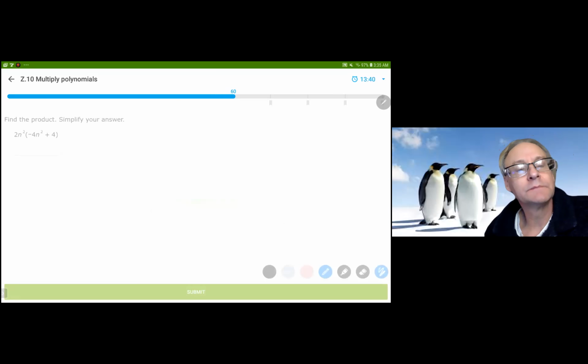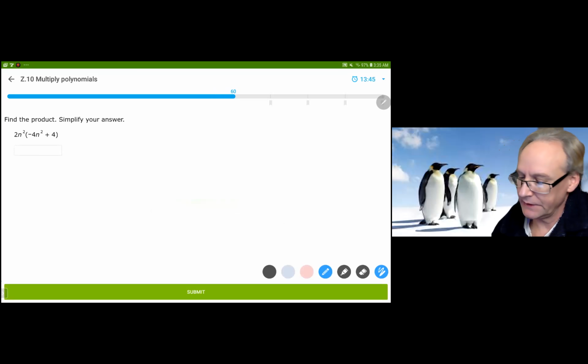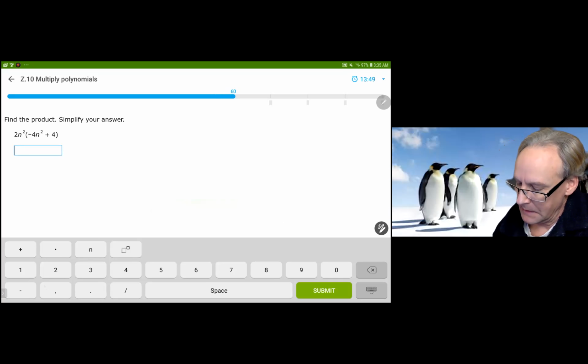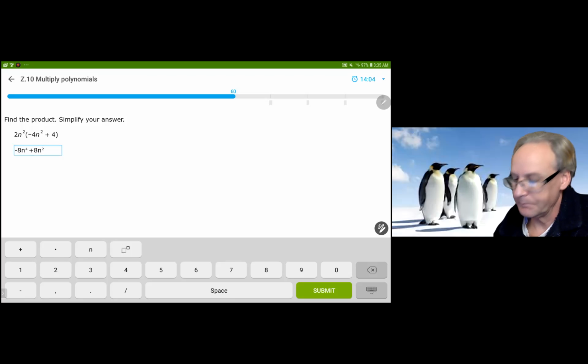There we go. Now we're distributing the 2n squared. I'm going to go ahead and just type in the answer. Get rid of this. Minus 8n raised to the fourth power. And then I get plus 8n squared, don't I? That's it.